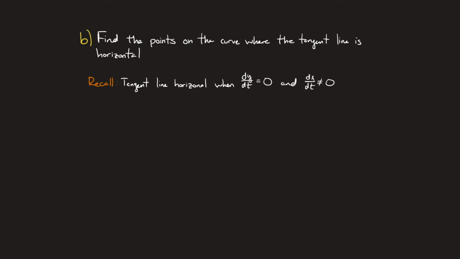As another example, let's try to find the points on this curve where the tangent line is horizontal. To do this, recall that the tangent line is horizontal when dy/dt is equal to 0, but dx/dt is not. In part A, we calculated that dy/dt is equal to 3t squared minus 3. Setting this equal to 0, we find that t must be equal to plus or minus 1. Now, we must check that dx/dt is not 0 at either of these t values. But we calculated that dx/dt is 2t, which is not 0 when we plug in plus or minus 1, and so we're all set.